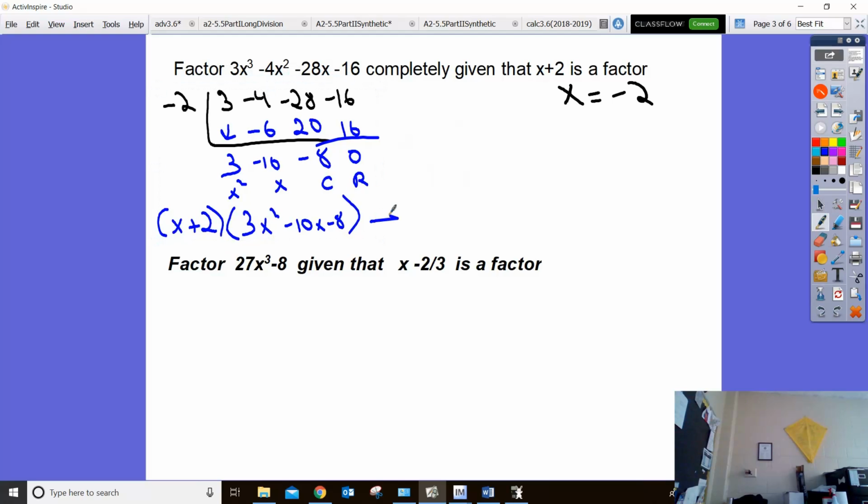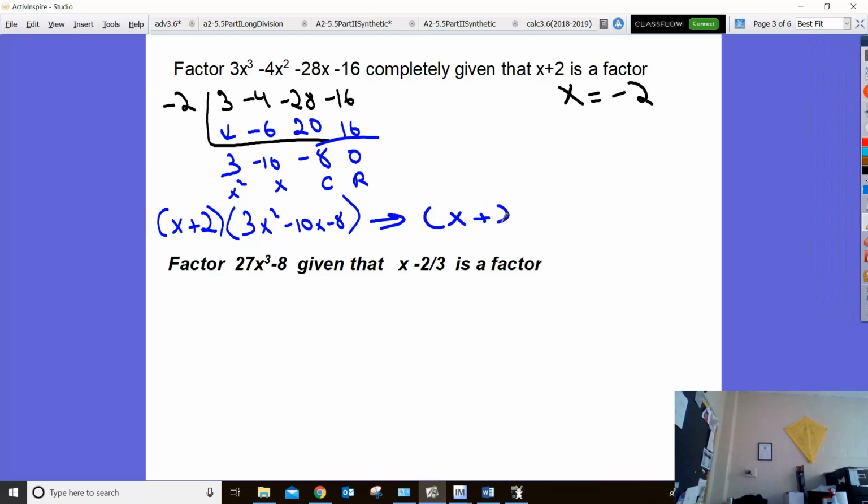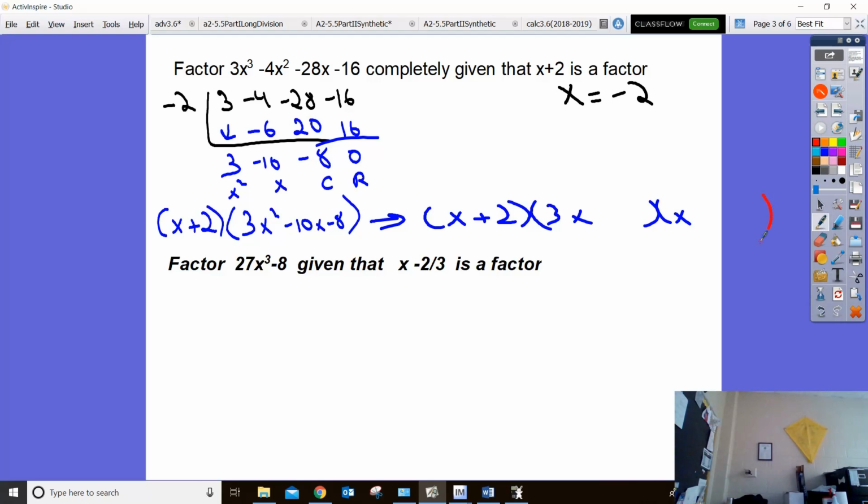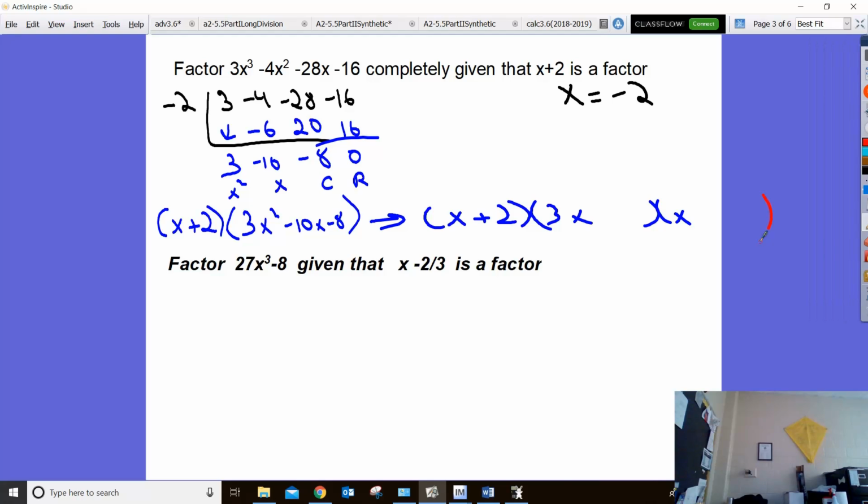X plus 2 is along for the ride. But it takes a 3x and a single x to create the 3x squared. And then you've got to worry about factors of negative 8. So when we flow, we get to negative 10. What's it take to make a negative 8? 4 and 2. It's probably going to be a 4 and 2.